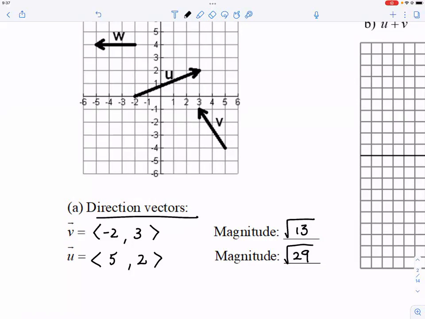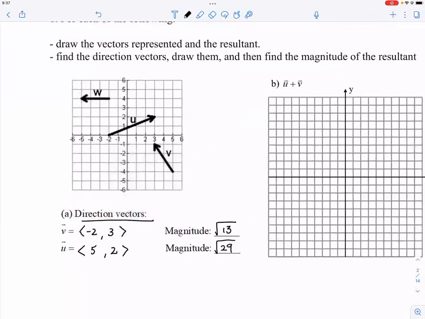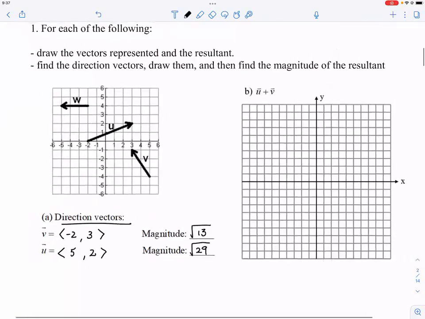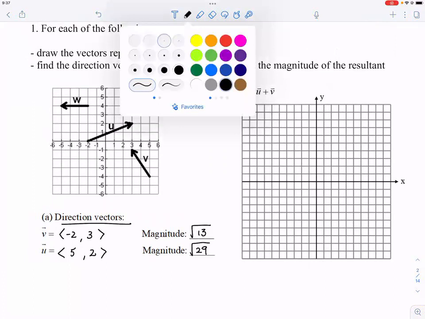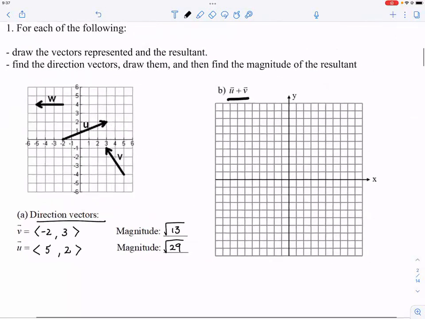Now I don't need you to show your work for these ones. That's only one way to do it, and I trust you that you have the ability to do it. And then to show that you know how to add the vectors together, well, we just draw them. Now we always start from the middle, from the origin.